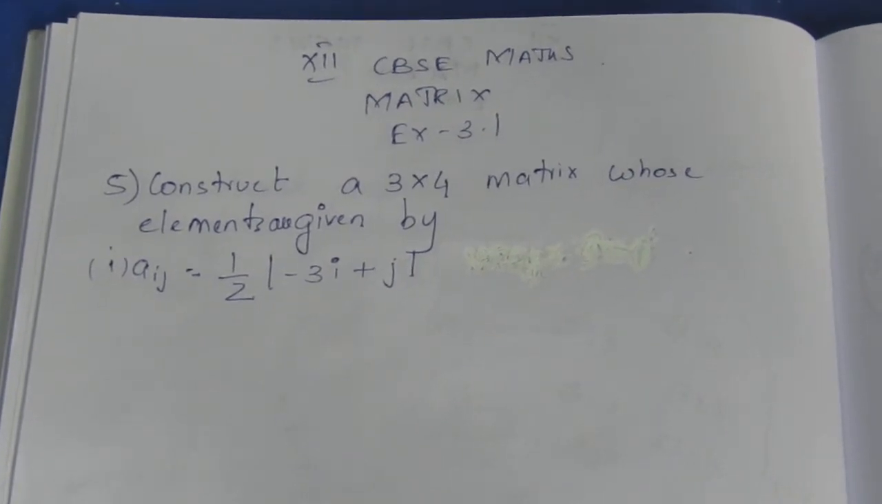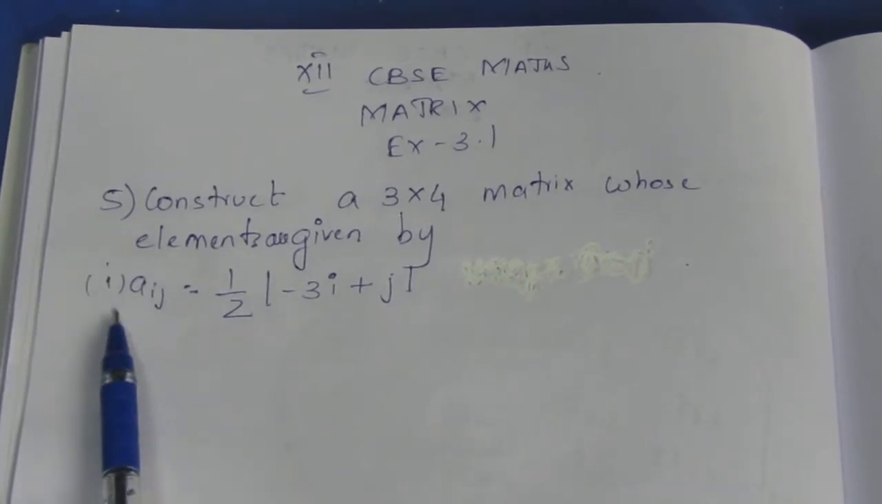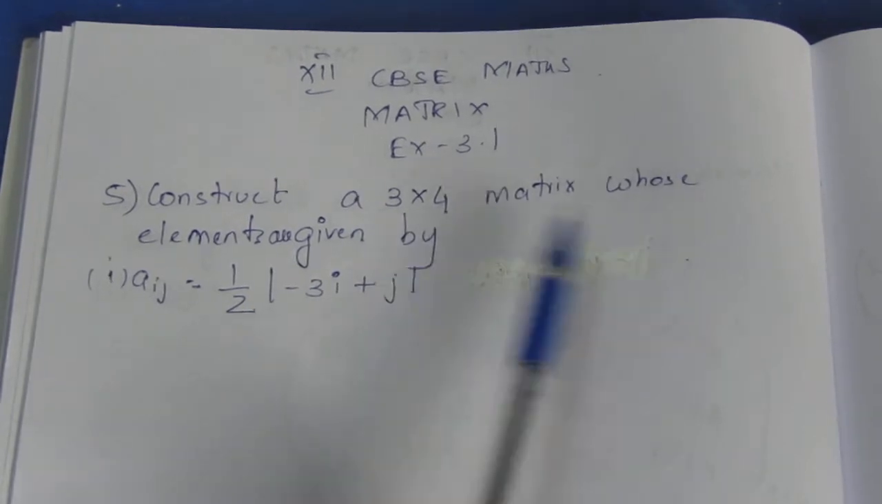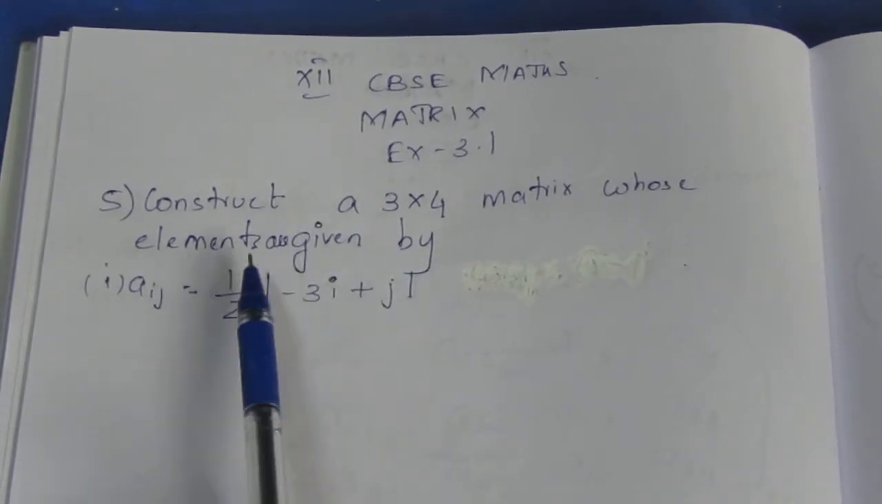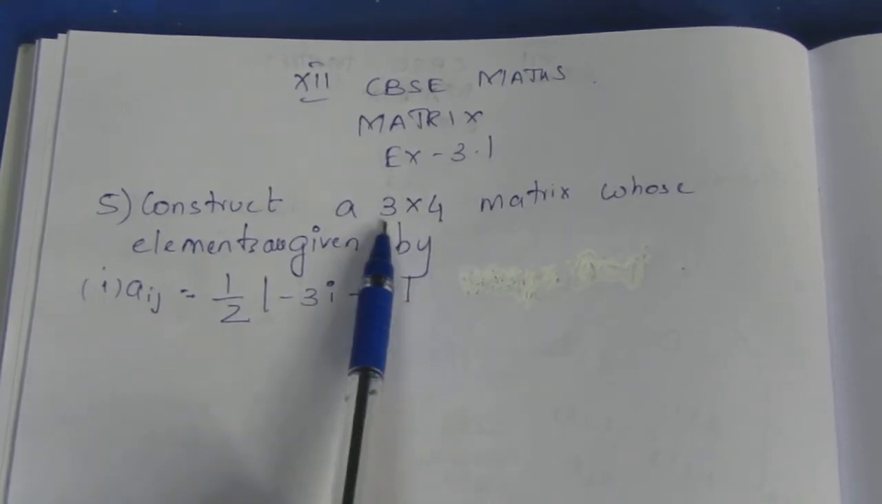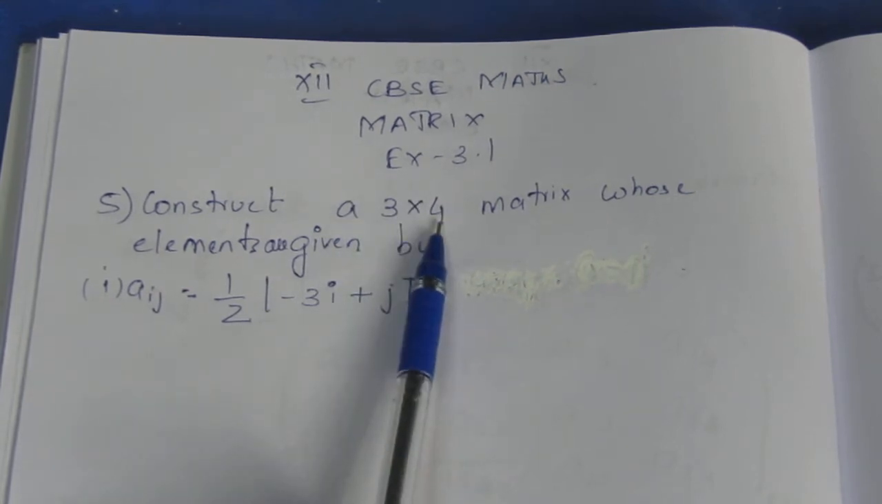Today we are going to see 12th CBSE Maths Matrix exercise 3.1 question number 5, first subdivision. Let's see the question. Construct a 3 by 4 matrix whose elements are given by. So we need to construct a 3 by 4 matrix. 3 by 4 is rows by columns. The number of rows will be 3 and the number of columns will be 4.